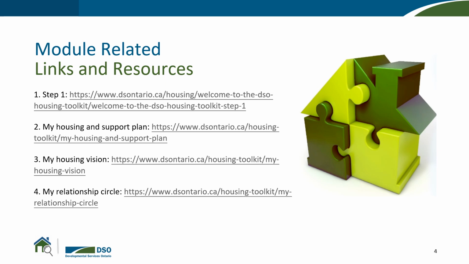This module and the others we have created in this series can help you to complete the My Housing and Support Plan form should you wish to do so. The modules will highlight some things to consider in each area of the form. If you have questions or need assistance, please contact your local DSO Housing Navigator for guidance. The My Housing and Support Plan document is a PDF document that can be edited and works best when completed electronically, as it allows you to include more information and can be easily updated as changes occur. You are also welcome to print the form if you prefer.